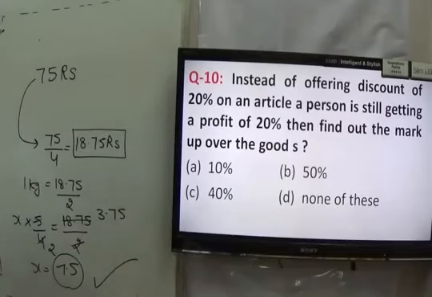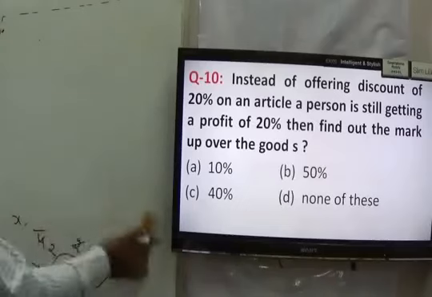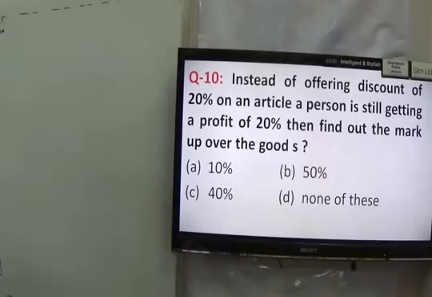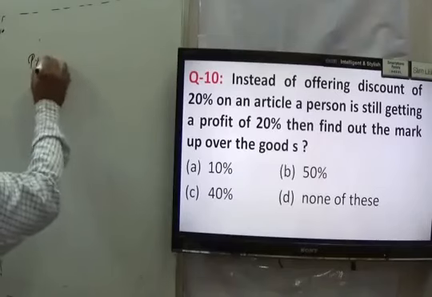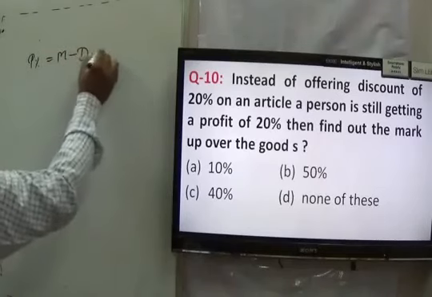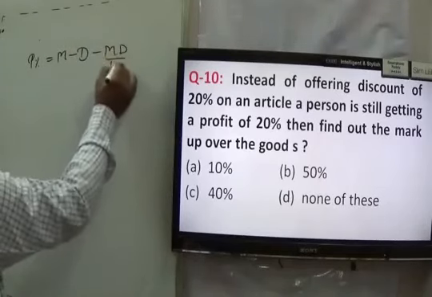Then check out question number 10. It is given that instead of offering a discount of 20% on an article, a person is still getting a profit of 20%. What is the markup percentage over the goods? It's a direct question on the formula of markup percentage, profit percentage and discount percentage that I discussed earlier. We know that profit percentage is always equal to markup percentage minus discount minus MD upon 100.